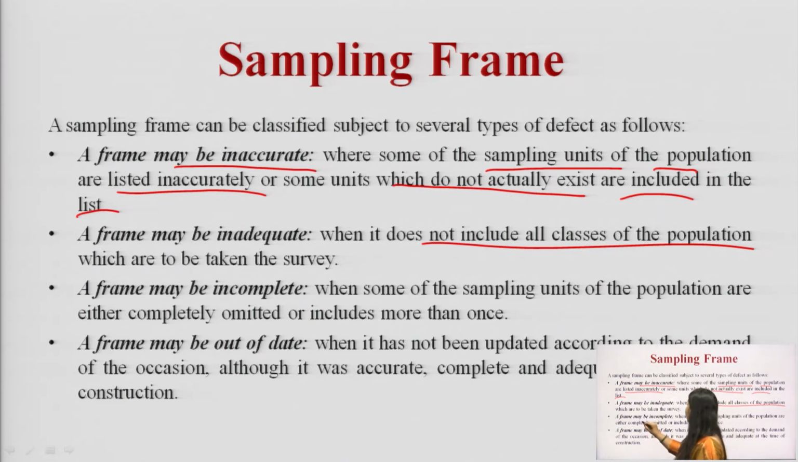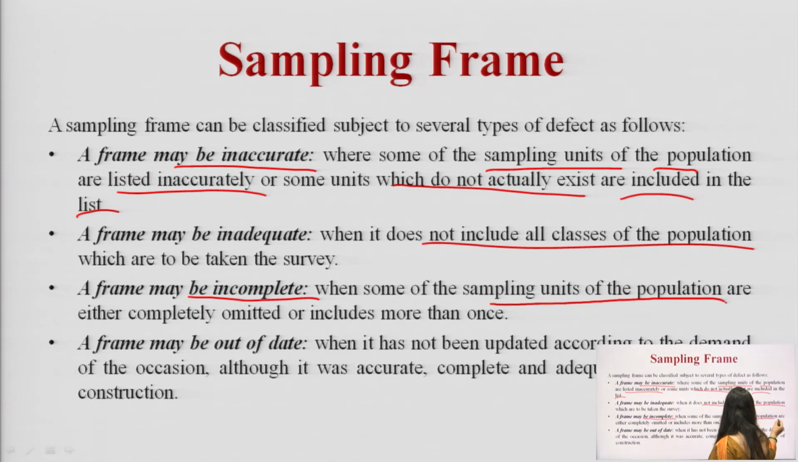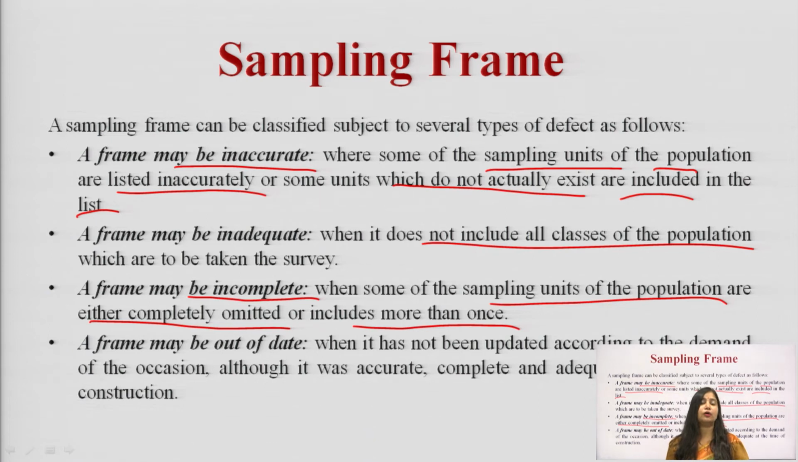A frame may be incomplete when some of the sampling units of the population are either completely omitted or included more than once. If the sampling units of the population are completely omitted, not present, or added more than once, it is an example of an incomplete frame.